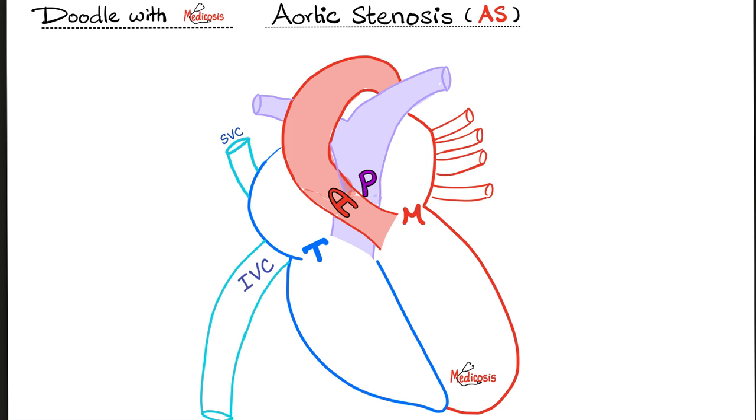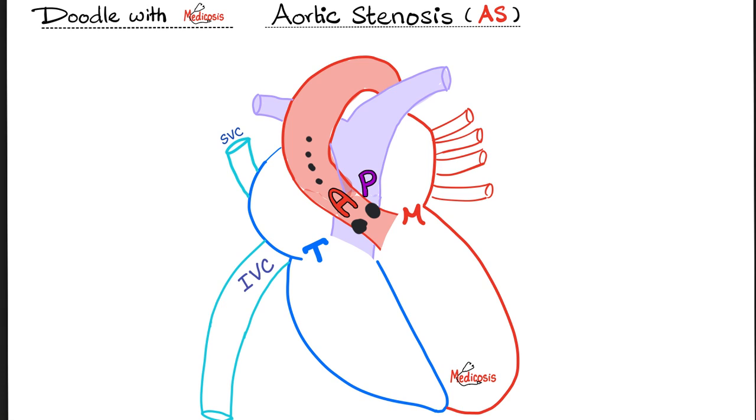So what happens in aortic stenosis? Let's doodle together. Alright, the aortic valve is narrow. So therefore what? Well, therefore there will be less blood flow to the aorta. And this is something that confuses many students. Whenever the valve is narrow, the flow decreases, but the speed of the blood increases. Most students confuse the two.